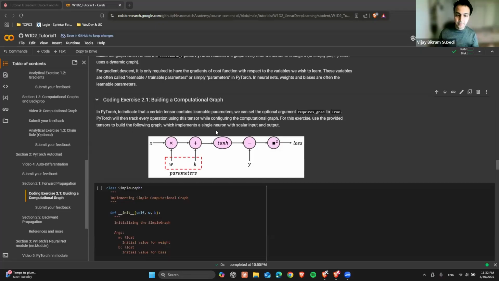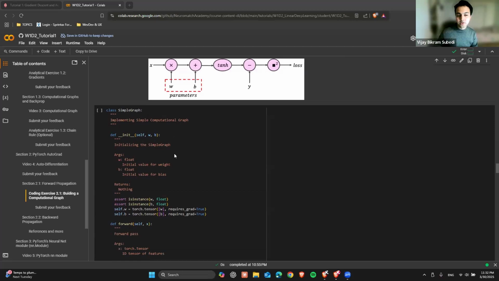Here in this tutorial, you can see a computational graph where x is our input and w and b are our learnable parameters, which are forwarded through the hyperbolic tan function. When doing a forward pass, the output is contrasted against a true ground value for computing a loss. We now move forward to the coding section.